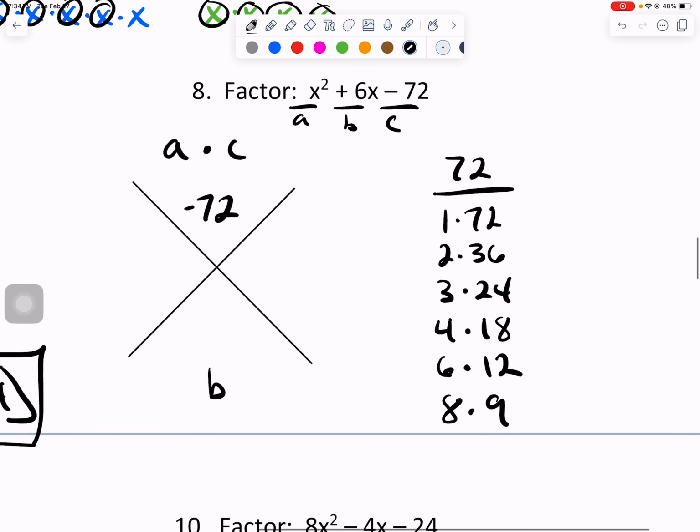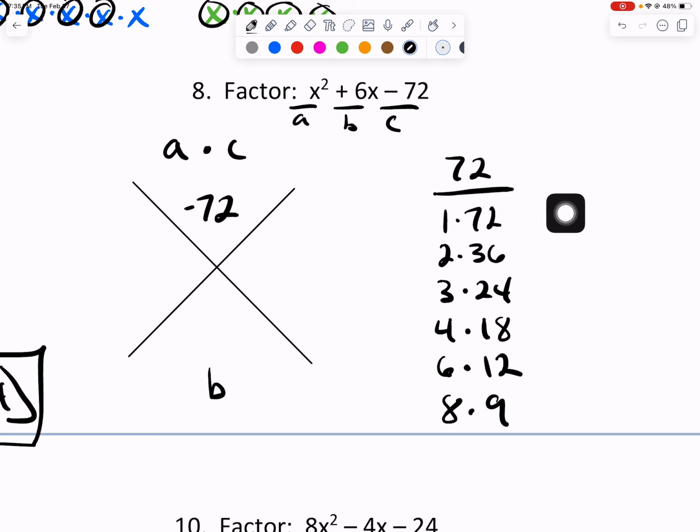All right, and what are we looking to get to, guys? We're looking to get to a positive 6. Now our C value is a negative, but because our B is a positive, let me explain that one more time. Our C value is negative, and when we do A times C and get a negative 72, one of these numbers from our selected pair has to be a negative. But because the B value is positive, the greater of the two numbers will be a positive. So we're going to be doing plus a number and minus a number, if that makes sense.